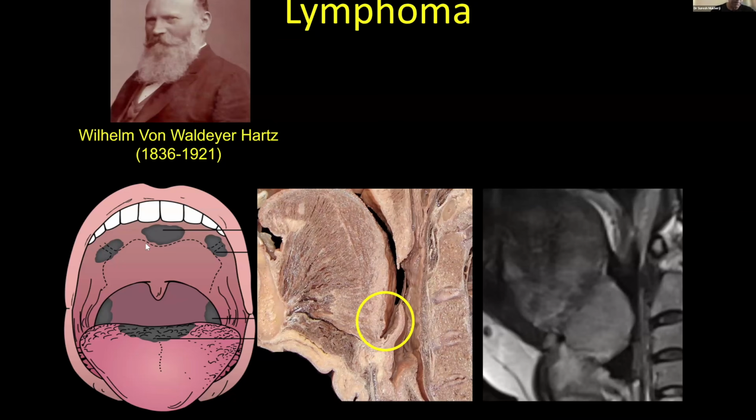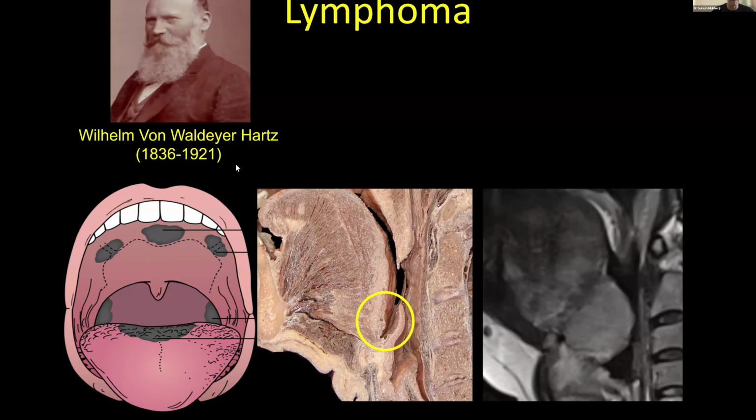So the most common tumor that you'll end up seeing in the oropharynx is going to be squamous cell carcinoma. But on the other hand, realize that there's other types of soft tissue in the oropharynx that's going to predispose you to other types of tumors. And the way that we can sort of remember this is by this famous person called Wilhelm von Waldeyer-Hartz.